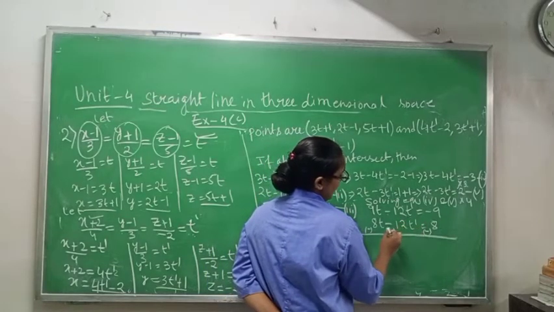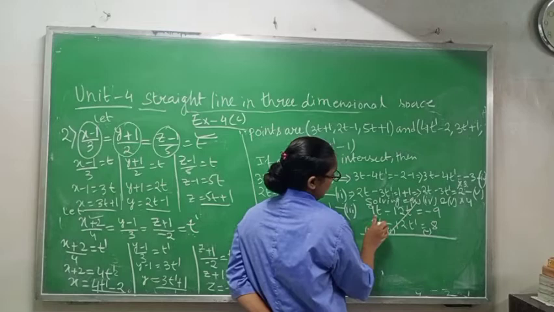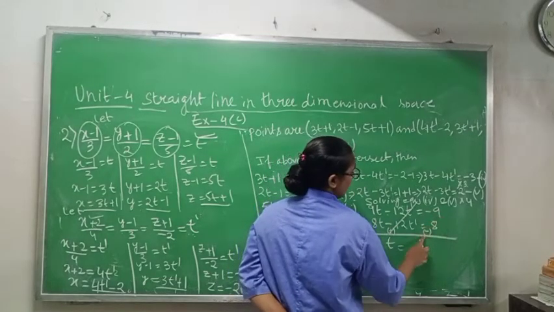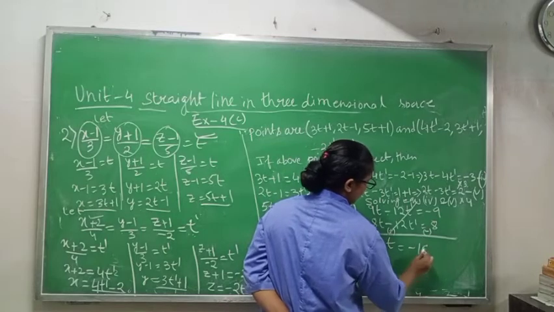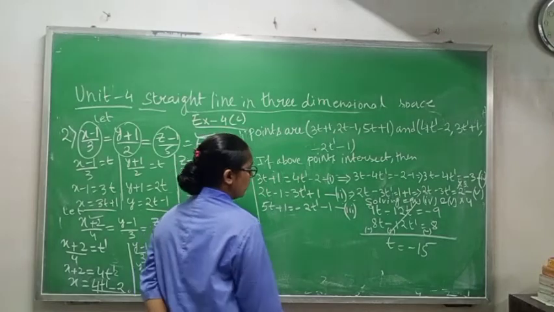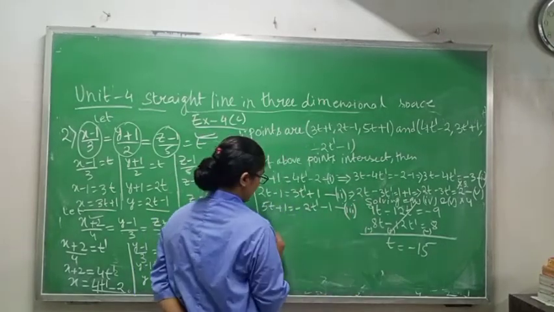So minus 12t dash and plus 12t dash will cancel. Plus 9t minus 8t will give you t only. Minus 9 and minus 8 will give you minus 15. Means t value you are getting minus 15. Now this t value you have to put in equation 4.